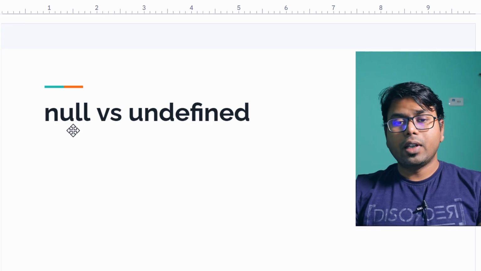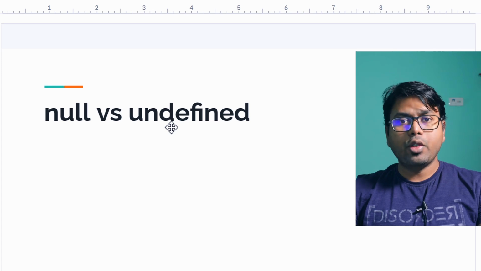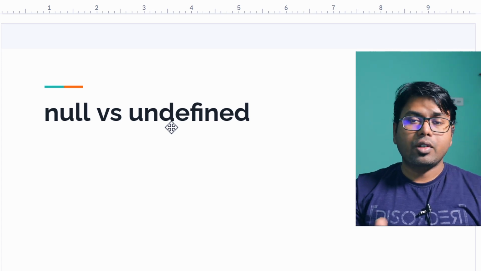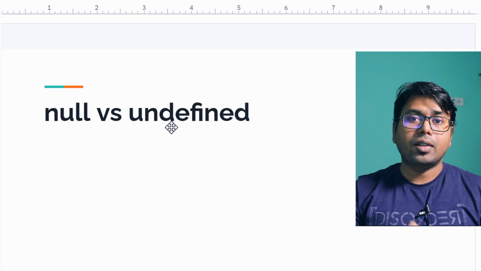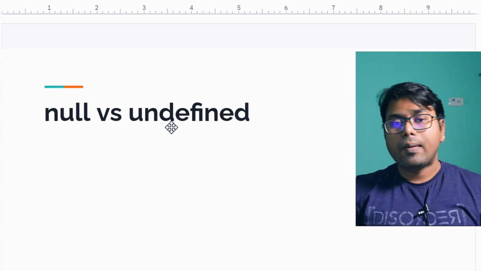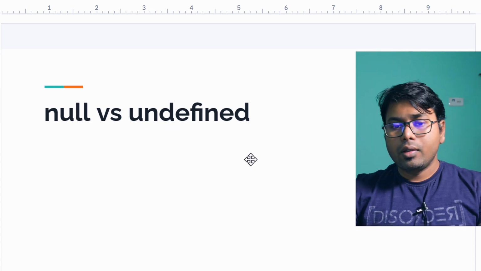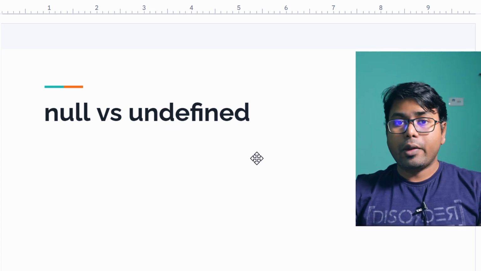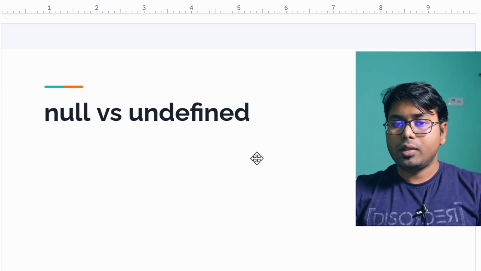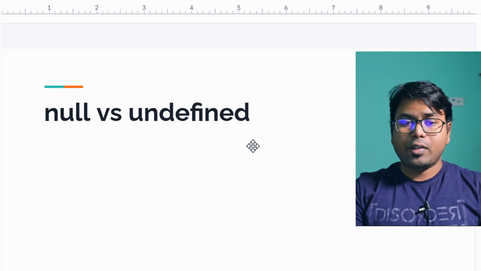So to answer this question, null versus undefined, yes, both are values, both are different values in JavaScript, and both are used to define nothingness, something that is empty. And I showed the comparison between null and undefined. So I hope you'll be able to answer this type of questions. Okay, let's go to the next question.